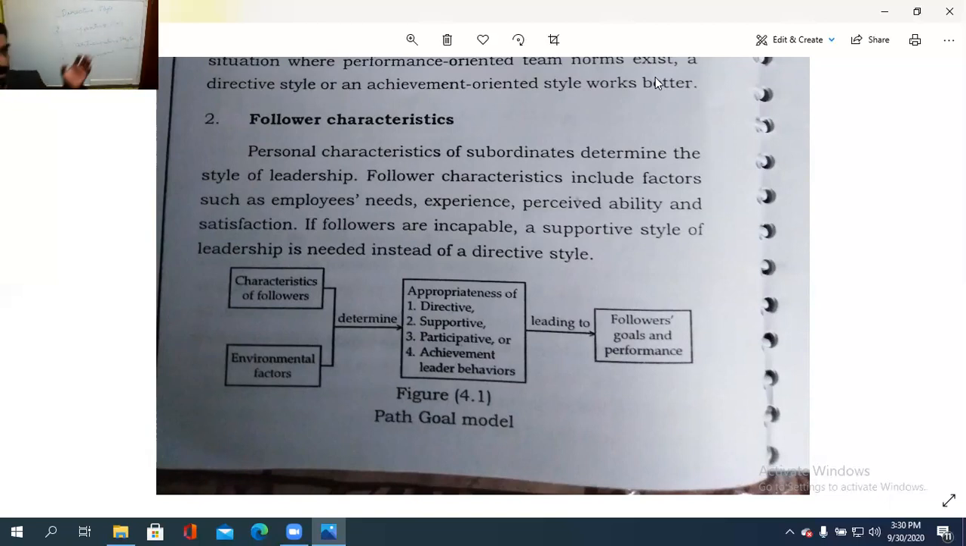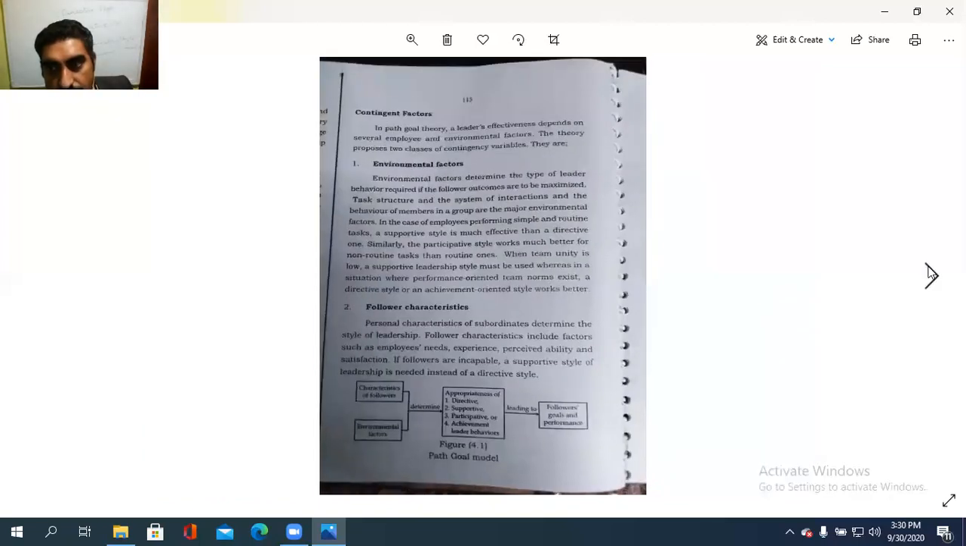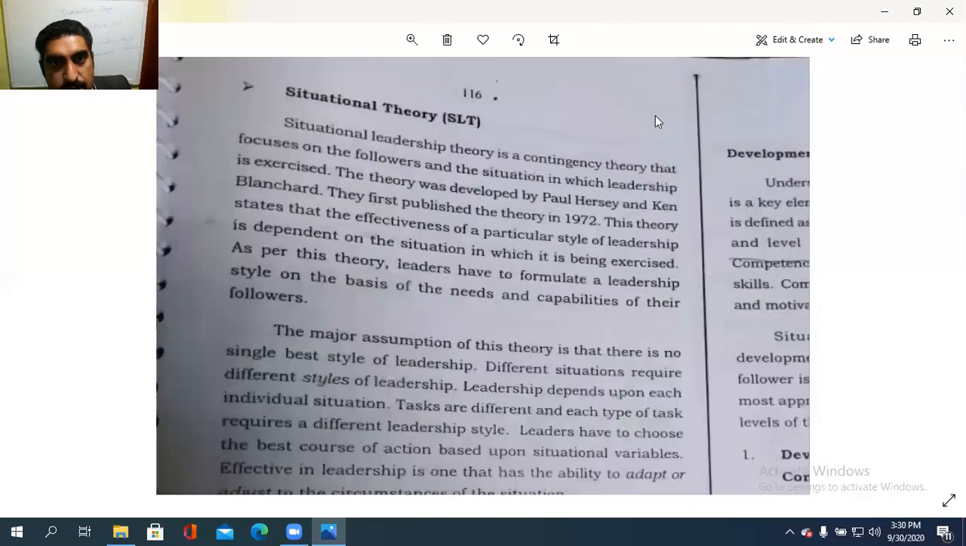In such a case, which style is required? Supportive style, where they are friendly with the subordinates. Then only the leader can help the subordinates and give a supporting hand to achieve the goal. So that is the second point, follower characteristics. Then comes situational theory. So that is the path goal theory we finished, trait theory we finished, contingency theory also finished. Now situational theory. What is the situational leadership theory?